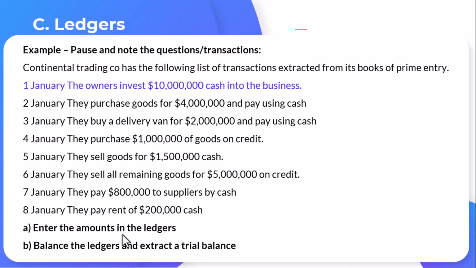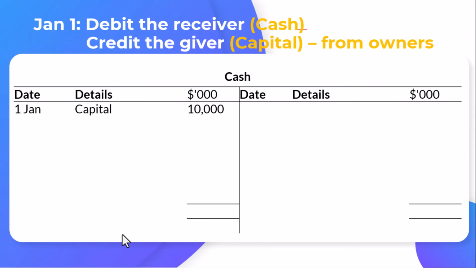So we'll start with the first transaction, which happened on the 1st of January. The owners invest $10 million cash into the business. According to the double entry rule, there has to be a receiver and a giver. In this case, when the owners introduce cash, it means cash is receiving, and so we create a cash account. And because cash is receiving, we need to debit cash. So on 1st January, because capital has been introduced in the form of cash, we debit cash with $10 million.